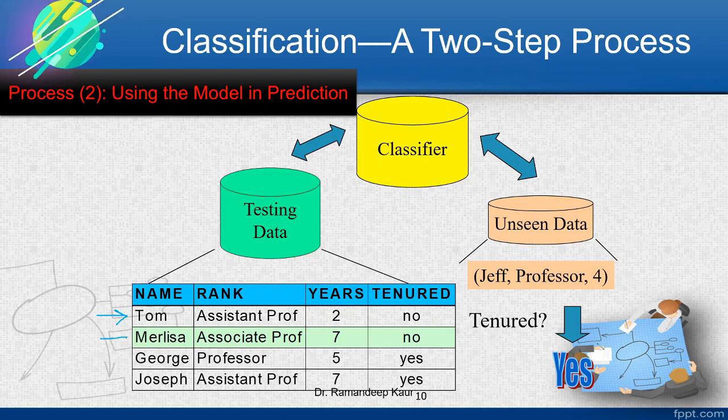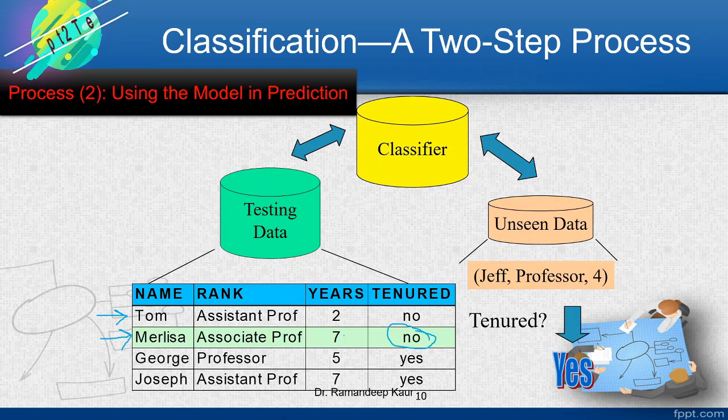Likewise, the next entry comes up wherein the rank is associate professor and the years is 7. So the tenured should have been yes, but here the tenured was no. That means there was a problem when we were training the set. It was not able to classify it properly. The rule was not applied properly. So we will correct these inconsistencies. Once these inconsistencies are taken care of, now we will render the unseen data to the classifier.